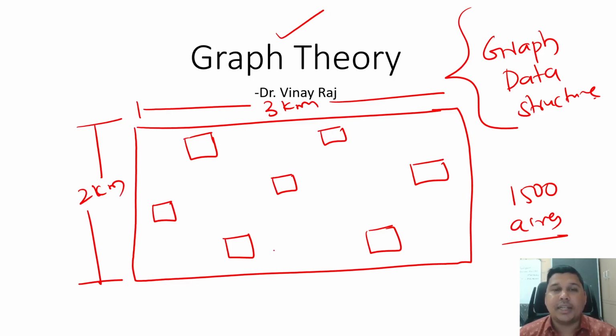As part of the mandatory check, we are supposed to have a fire engine or a fire station. If I put a fire station in this location, see, I have kept a fire station here. Suppose some fire accident happens in this building, and where is the fire station? It is here.